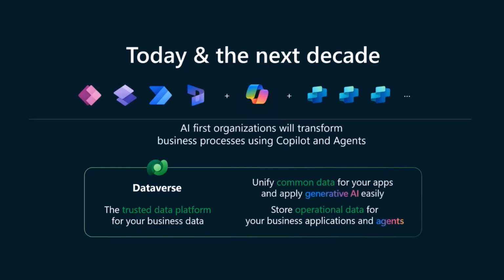And then today and in the next decade forward, Dataverse is continuing to empower AI organizations to transform their business processes using Copilot and agents. I'm sure you've all had hands-on experience with this, but if you haven't, we'll cover some pieces in a moment. With Dataverse, you can apply generative AI easily and very simply on top of your common data that you already have in Dataverse. From there, you can also store your operational data and business data for your agents, all in the same location as your apps.